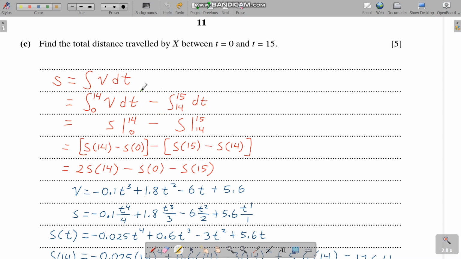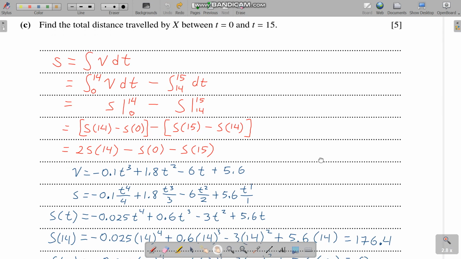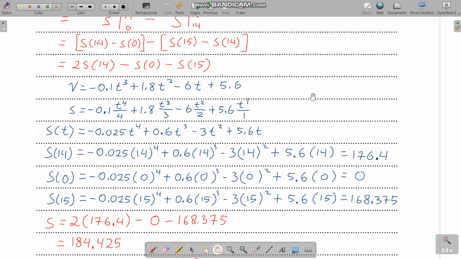Okay, so the integral of v is s, so we are finding s of 14, so we plug in 14, plug in 0, subtract, plug in 15, plug in 14, subtract. So we have s14 minus minus, so that's plus s14, that's why we have 2 s of 14 minus s of 0 minus s of 15. So now we need to find s of 14, 0, 15.